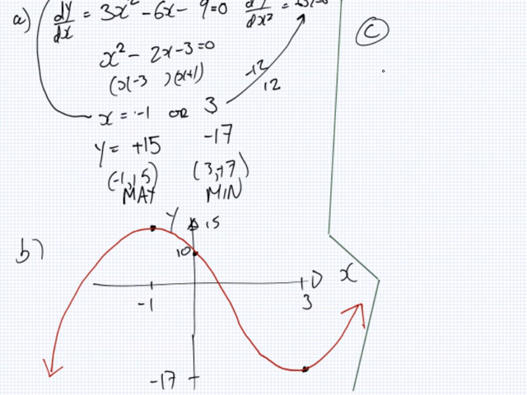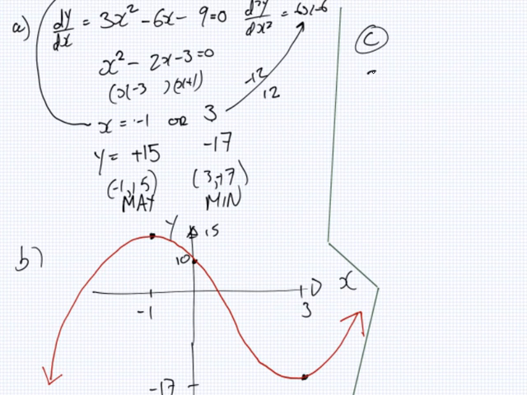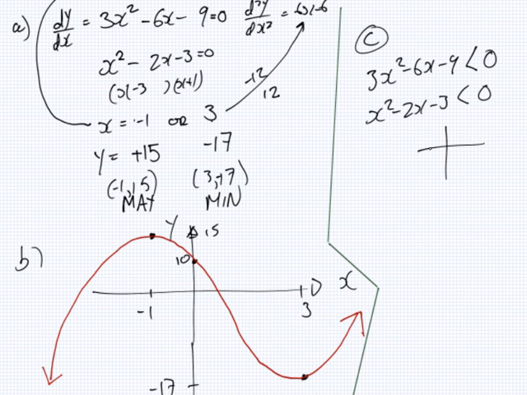Part C. Solve dy/dx less than 0. So that means x squared minus 2x minus 3 less than 0, with roots minus 1 and 3. Do we want above or below? Below. So the answer is x is between minus 1 and 3.